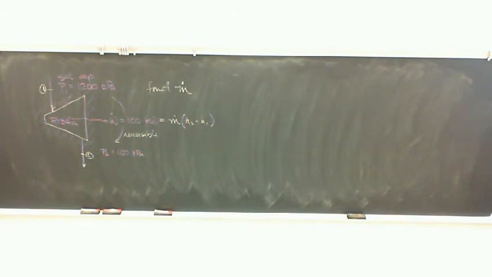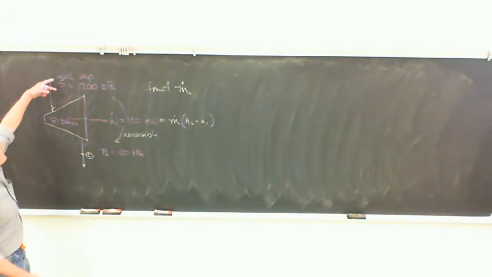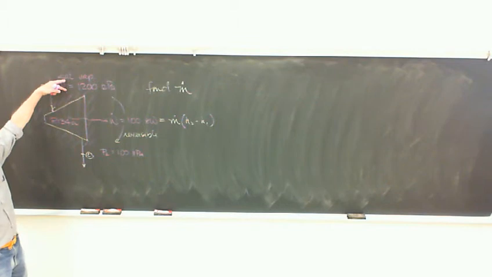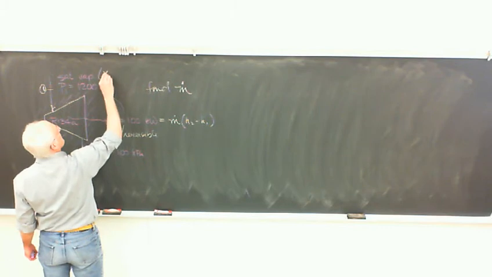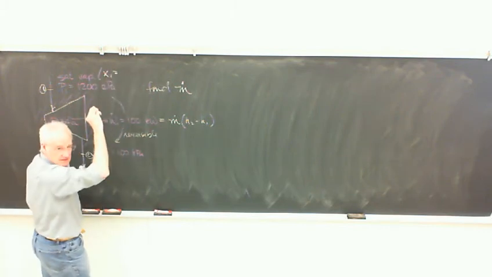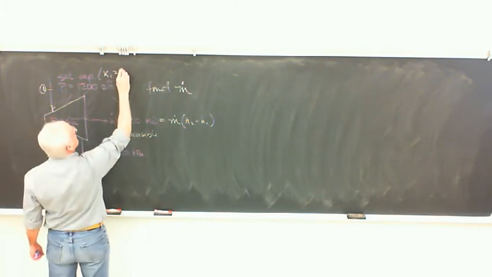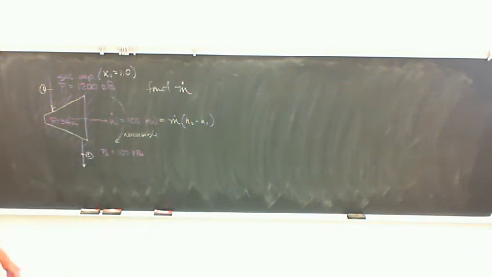Alright, so point one's pretty easy. You've got two independent intensive properties. You've got the pressure. What's the other intensive property that goes with that? Well, just the fact that you're on the dome, what that really is telling you is the quality at point one is one. Saturated vapor puts you right on the edge of the dome, so you can use the saturated pressure table for that.